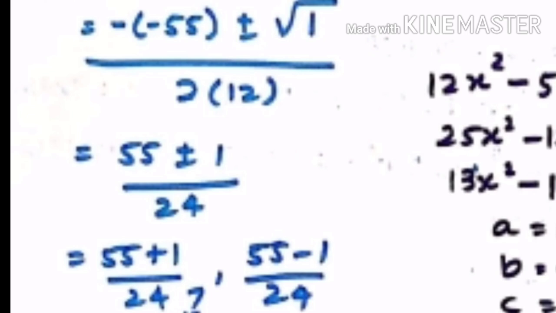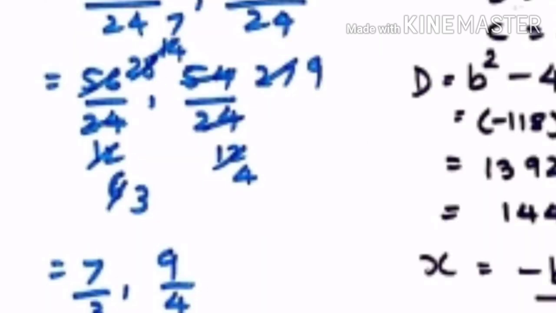Now we write 1 with the plus sign and 1 with the minus sign, and split the plus or minus sign. So 55 plus 1 upon 24 and 55 minus 1 upon 24. So by calculation we get 56 upon 24 and 54 upon 24. And then both numerator and denominator can be cancelled by 2, as they are multiples of 2. So I take the cancellation. You can see by 2 it can be cancelled. So the final answers we get are 7 by 3 and 9 by 4.